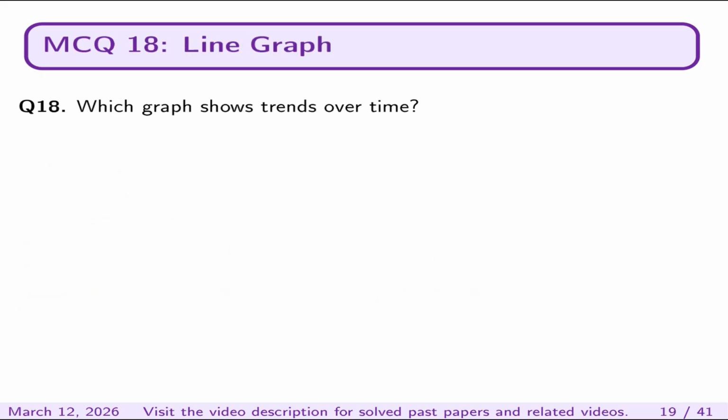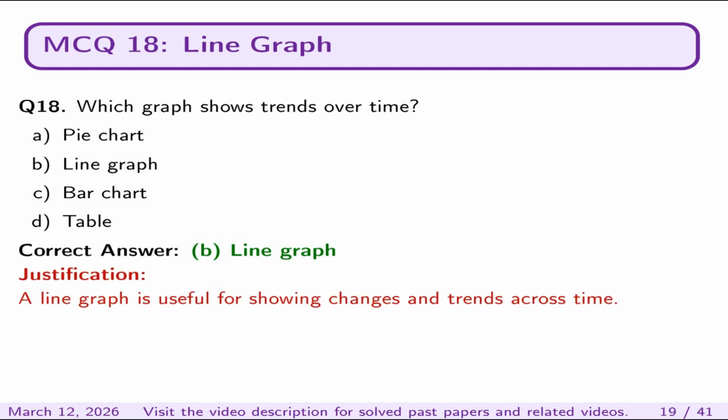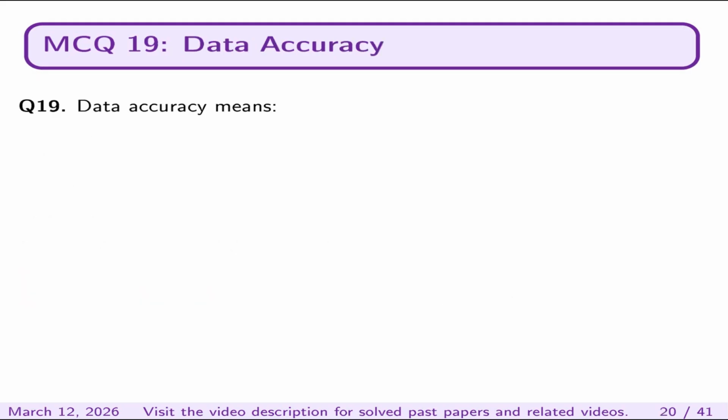Question number 18. Which graph shows trends over time? Pie chart, line graph, bar chart, table. The correct option is line graph, because a line graph is useful for showing changes and trends across time.